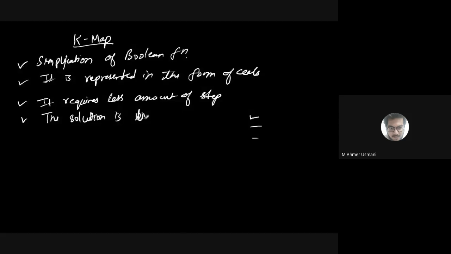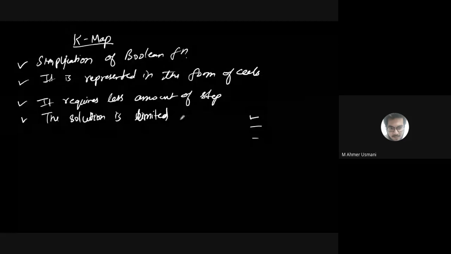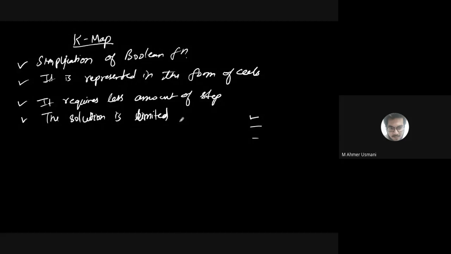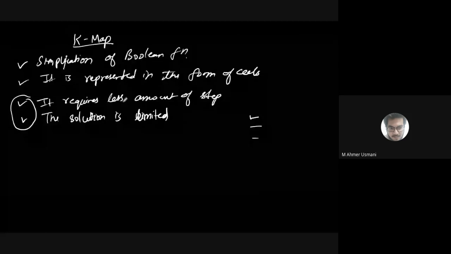Whereas in the case of Boolean algebra, the solution is not limited. You can have multiple different solutions that anybody can generate. In K-map, you'll be having exactly one solution. Is this point clear? Because of these two major points, which were the drawbacks of the previous approach, the Boolean algebra, we tried to switch toward K-map.